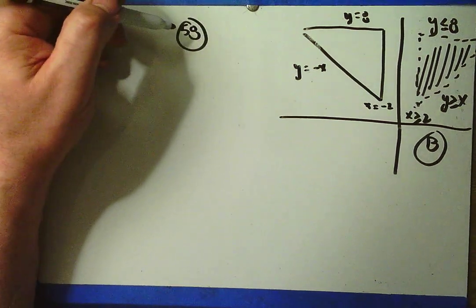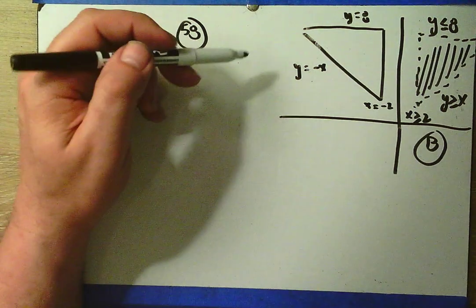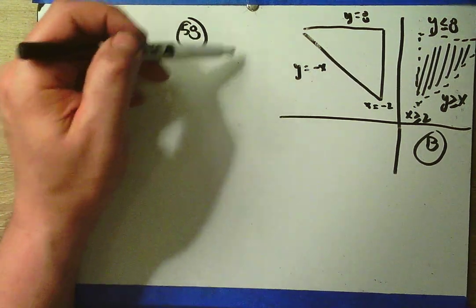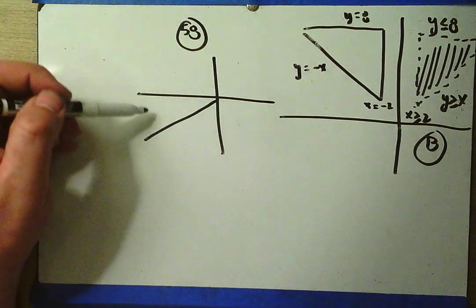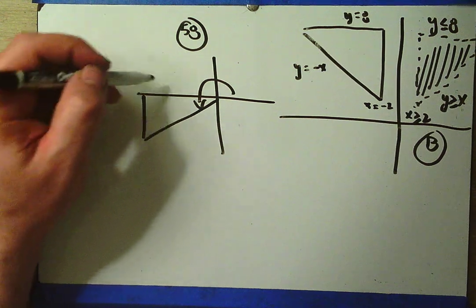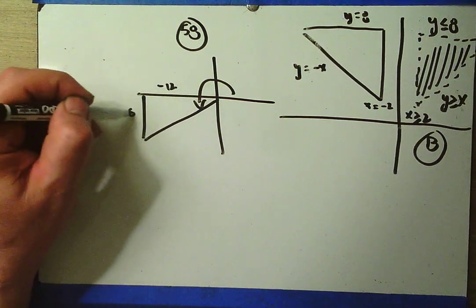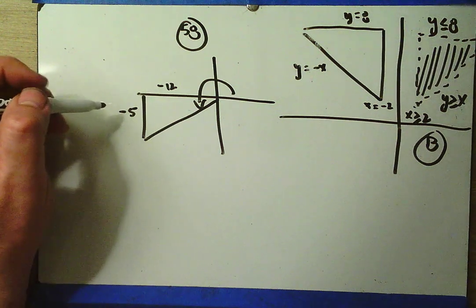58. The angle shown, standard position, one side. Hey, we've done this. We did this in chapter 4. Our angle goes here. We've got an ordered pair of -12, -5. And they ask us, what's the sine of theta?